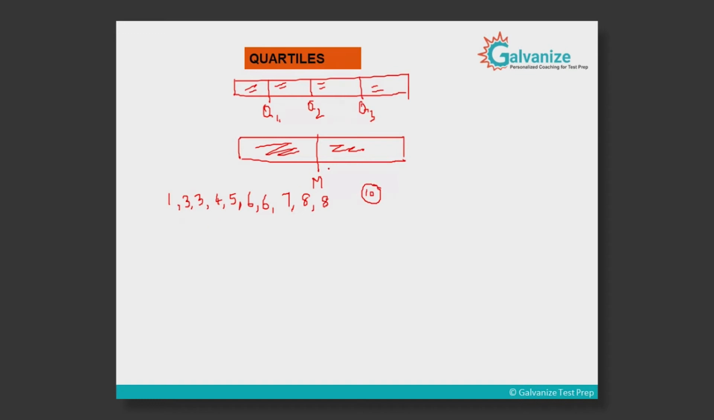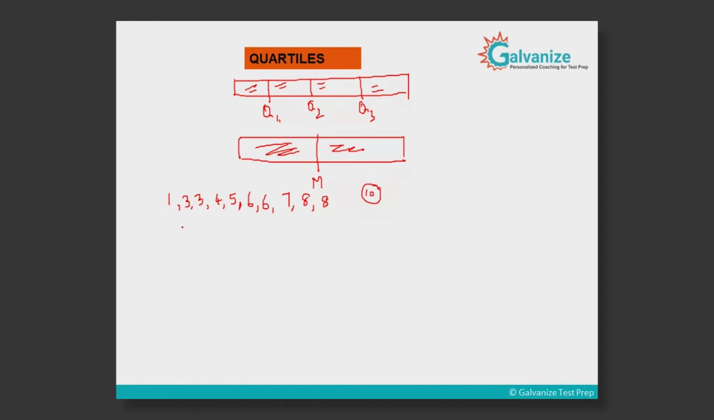Now, median and quartiles are very similar in the way you calculate them. Median divides the data set into 2 equal halves. So what do you do when you start calculating the median? You sort the data set in ascending order. Similarly, the same thing that you do for quartiles also: you first check if the data set is sorted, or sort it in ascending order.